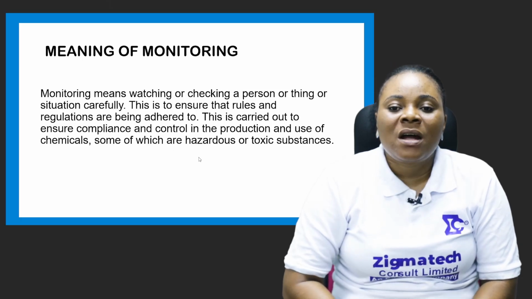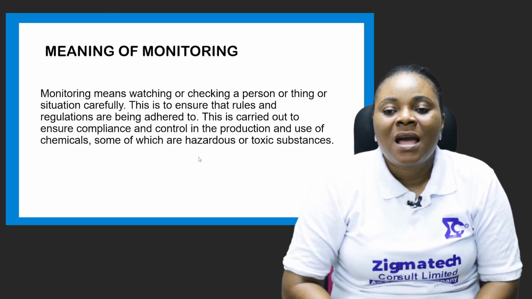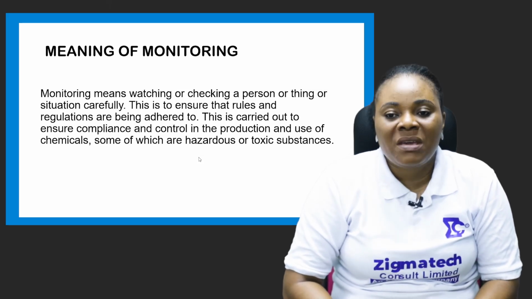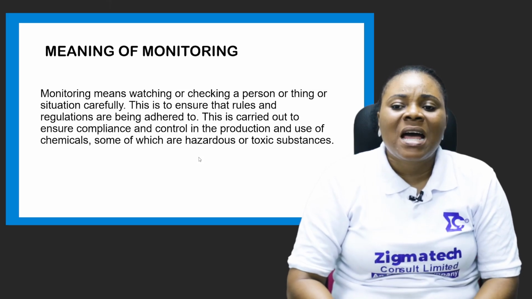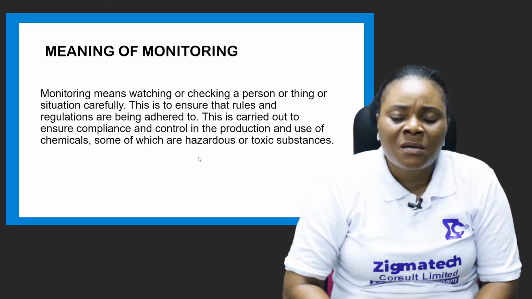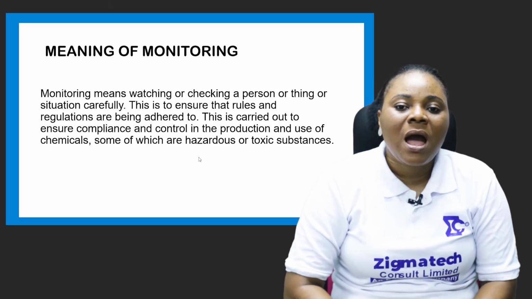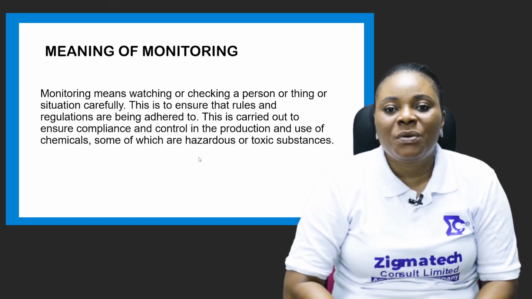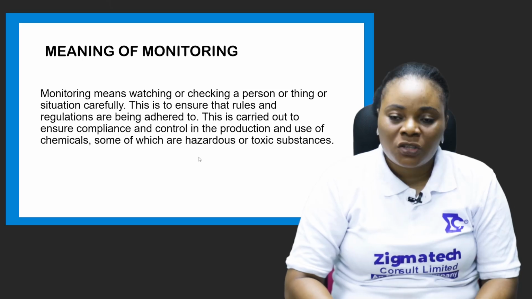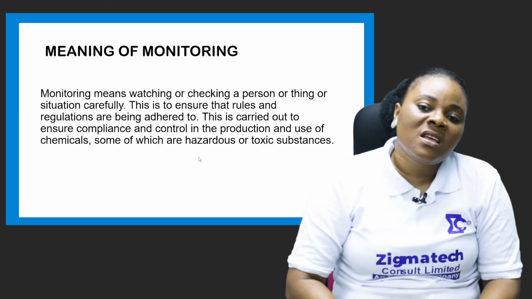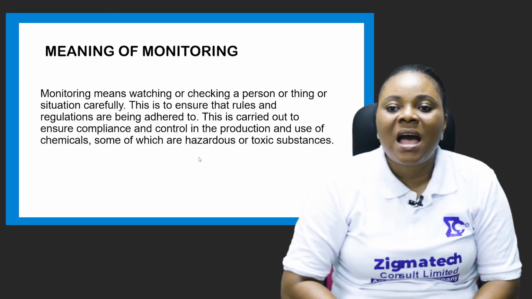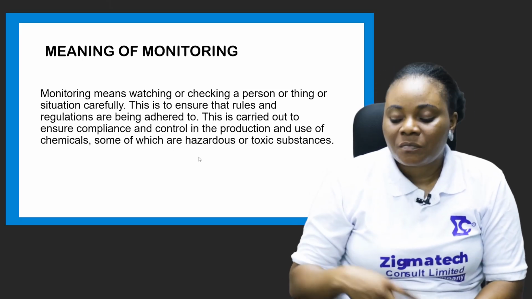This is also carried out to ensure the compliance and the control in the production and use of chemicals. Some of these chemicals are hazardous, some of them are toxic, some of them are corrosive. So how these chemicals are used for production needs to be monitored and checked so that the people using them don't use them against the specified directions.